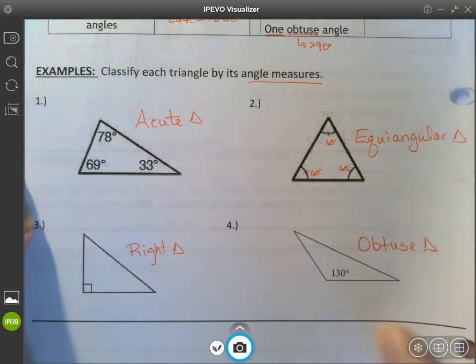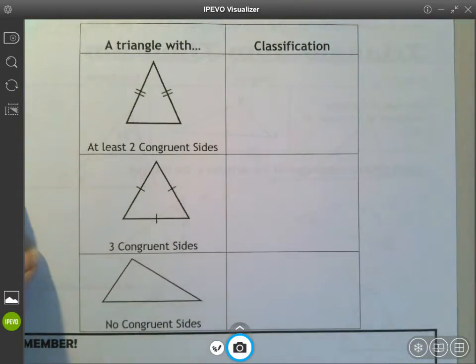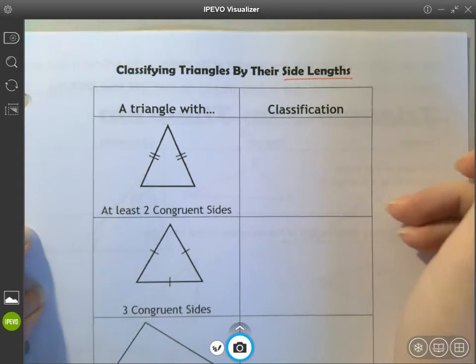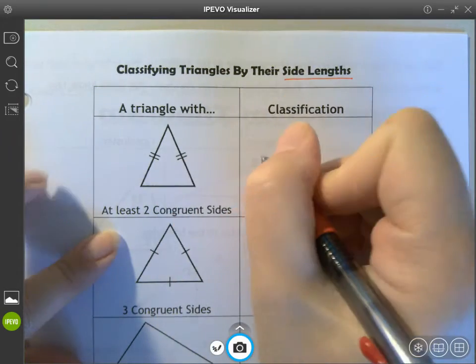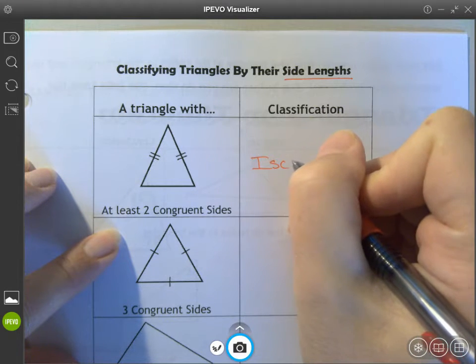Okay, so that's classifying by what we see and what's marked. Now, sometimes you're going to be asked to classify by what it appears as. All right, next we're going to talk about the sides. So if you look at this, this is by side lengths. If you have two congruent sides, we classify that as isosceles, and the spelling is ISOSCELES.